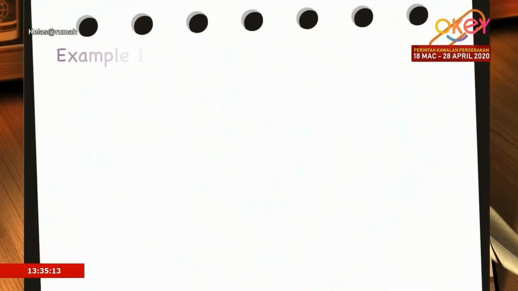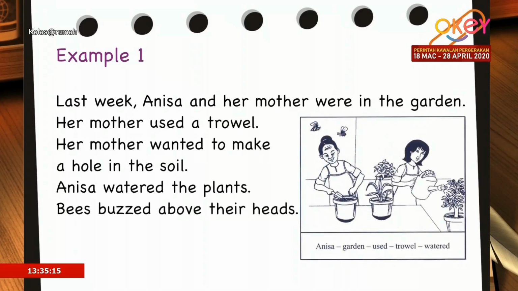Example 1. Last week, Anissa and her mother were in the garden. Her mother used a trowel. Her mother wanted to make a hole in the soil. Anissa watered the plants. Bees buzzed above their heads.